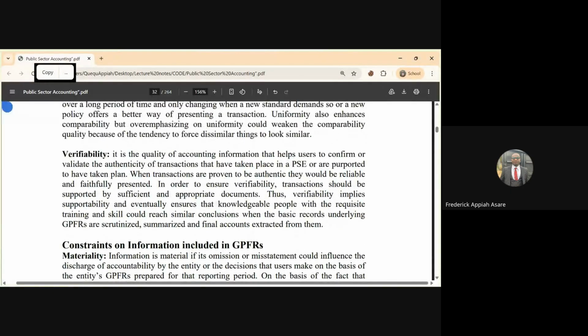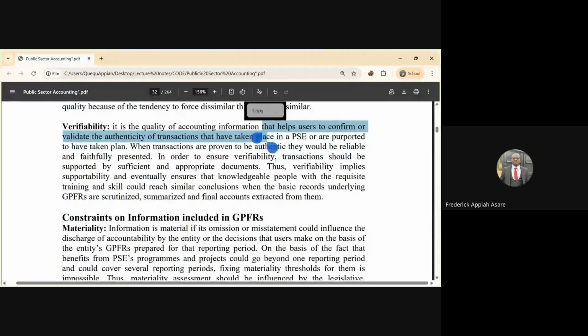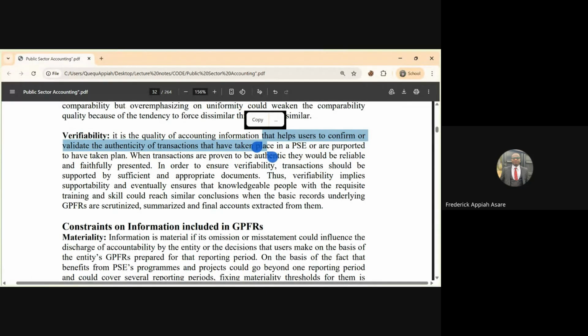Then verifiability. Verifiability is a quality of accounting information that helps users to confirm or validate the authenticity of the transactions that have taken place or are reported to have taken place. So any information the financial statement will provide to us, we must be able to validate and also confirm its values.